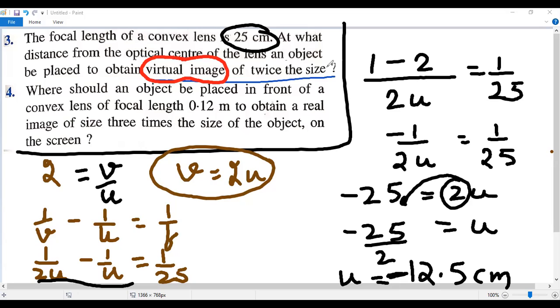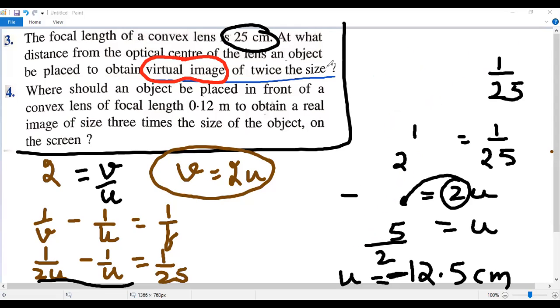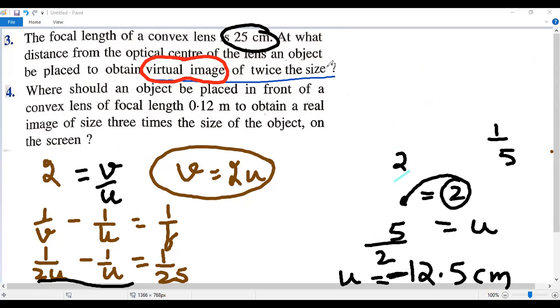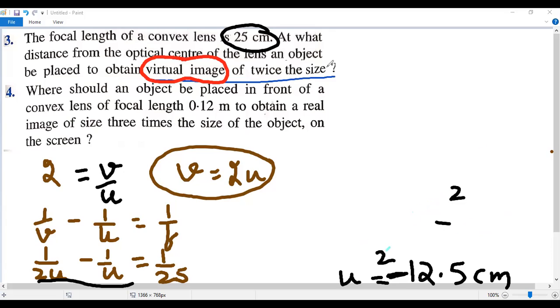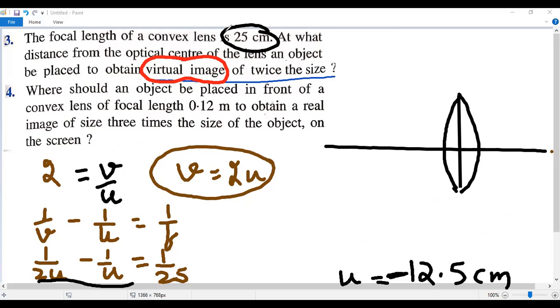So the object in this question, what does it mean? See the question first of all, students. Now, if we draw a diagram, it means that if you are having a convex lens, whose focal length is 25 centimeters, the distance between optical center and the focal lengths are 25 centimeter. That means each distance is 25 centimeter.